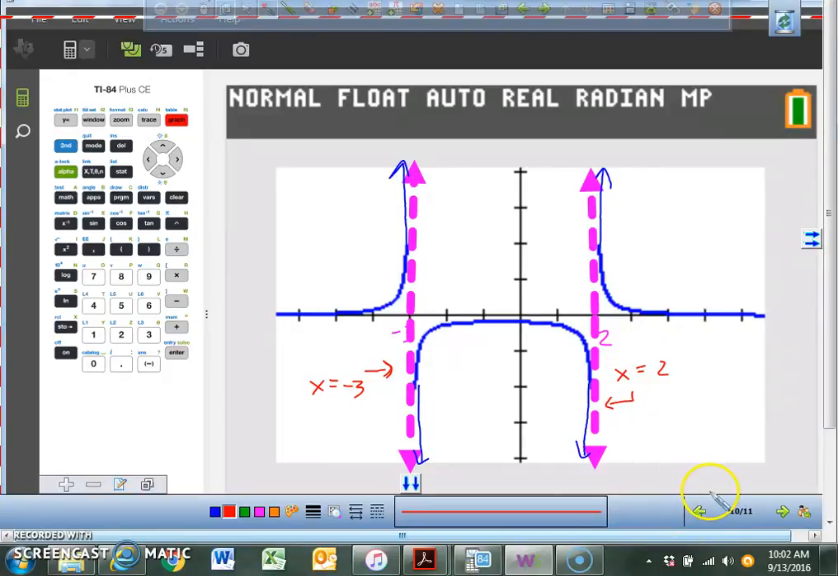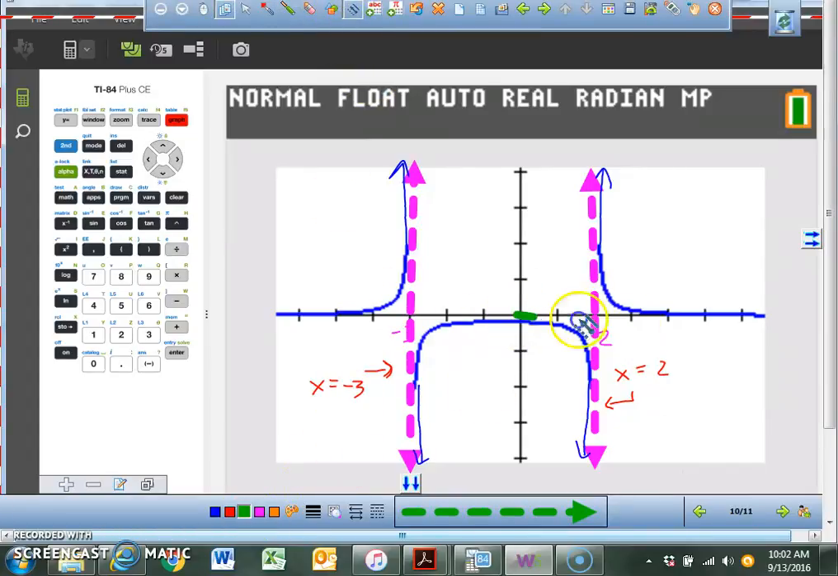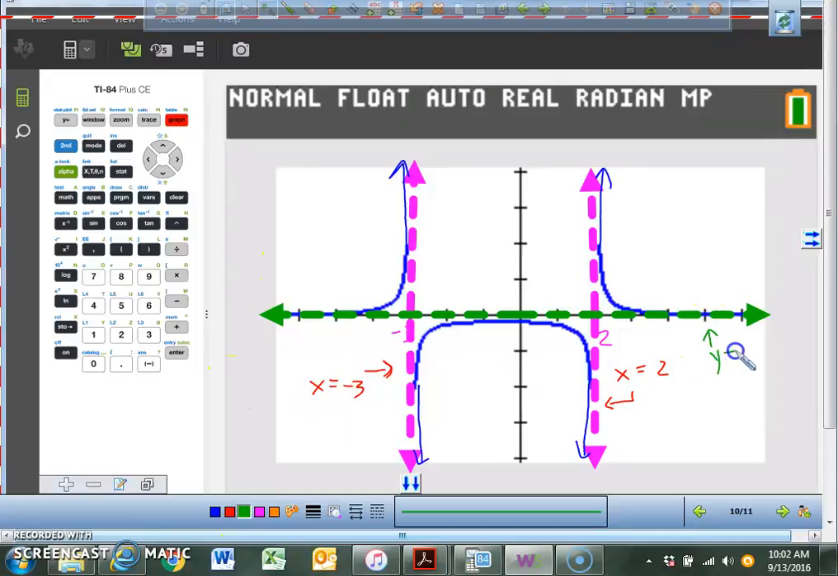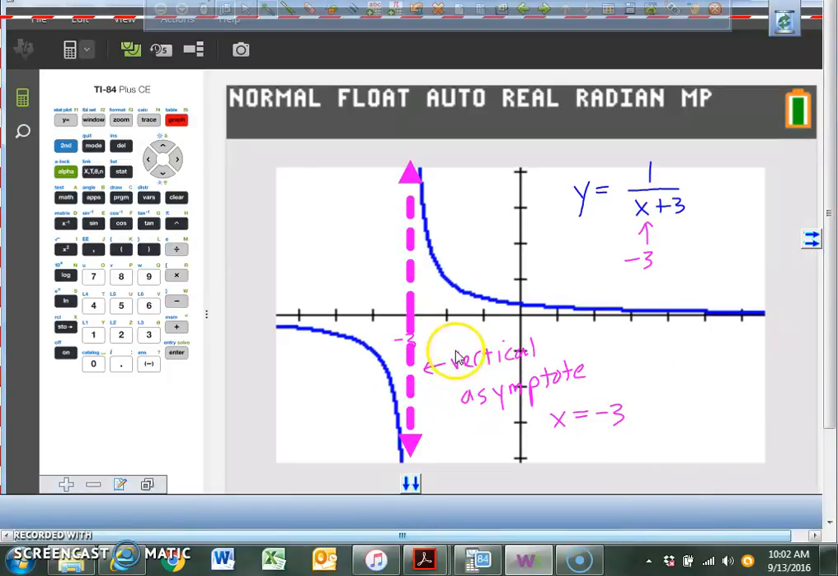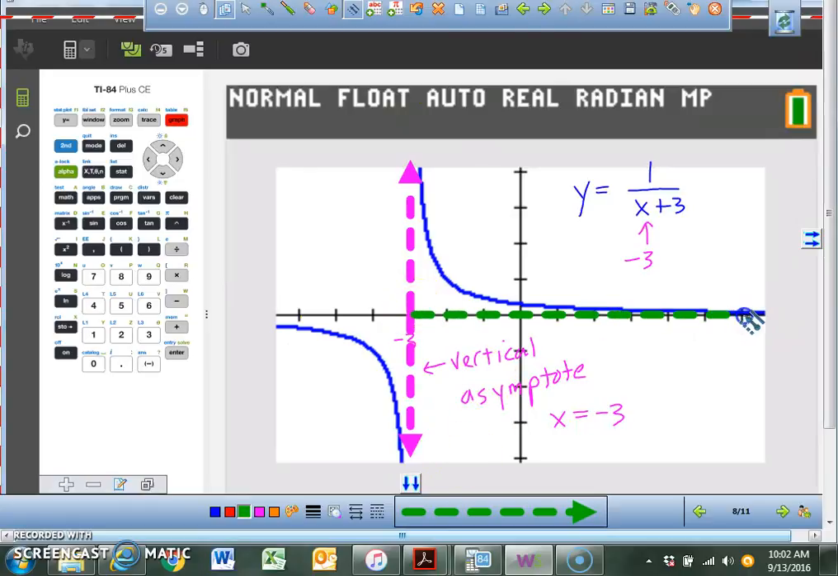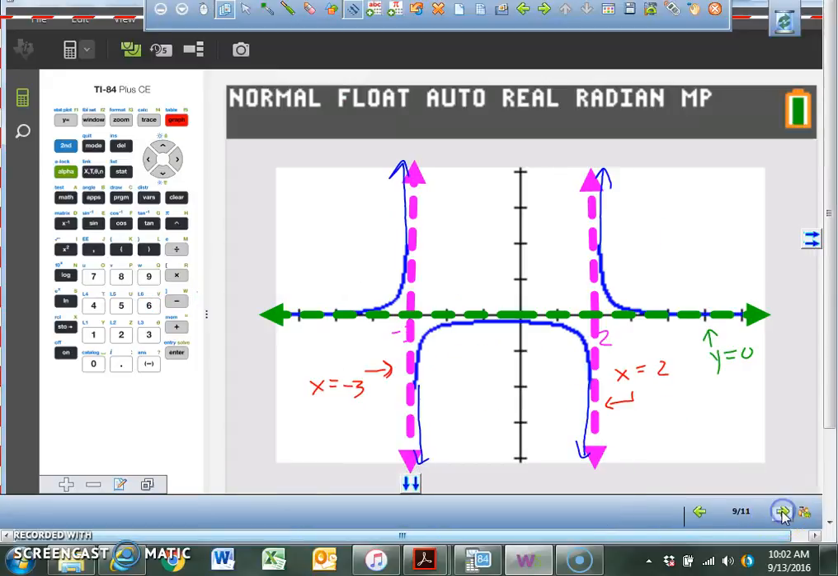asymptotes. Now, something I didn't mention is we still technically have a horizontal asymptote right here at y equals 0. Okay? So the horizontal asymptote is still at y equals 0 on both of those graphs. So I didn't draw it in the other one, but there's still technically a horizontal asymptote right here and right there. But like I said, we're focusing on the rules for vertical asymptote.